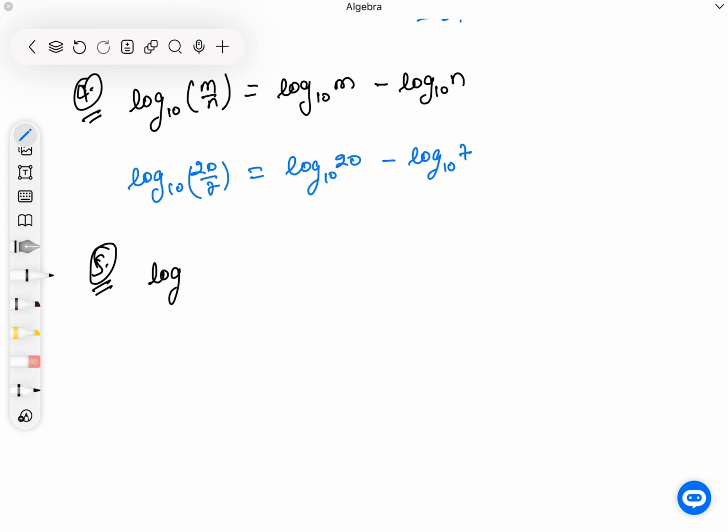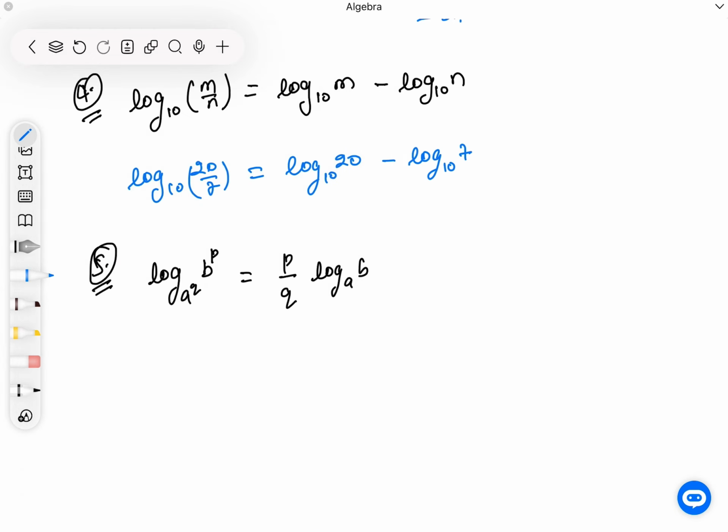Let's say you have log of b to the power p and a to the power q. Then you could write it as p upon q log of a base b. So basically what did I do over here?